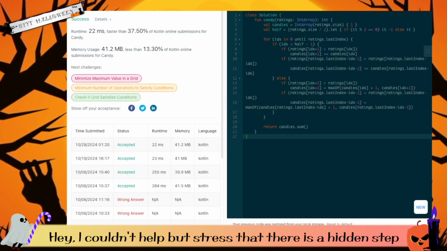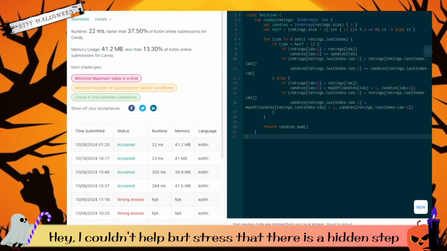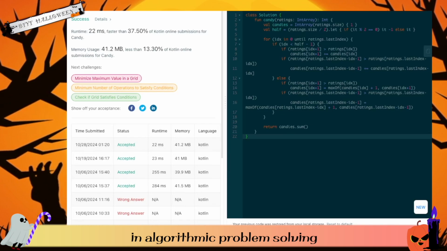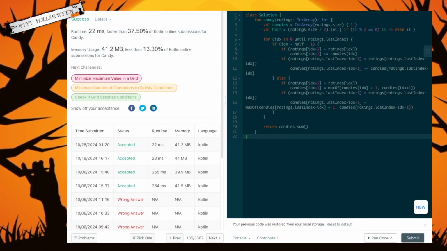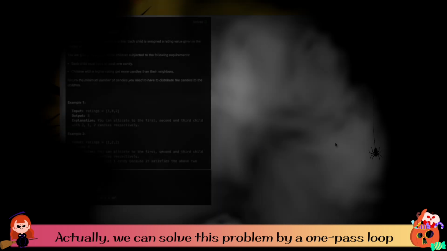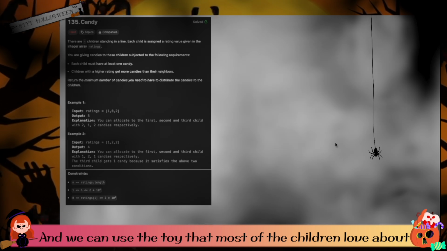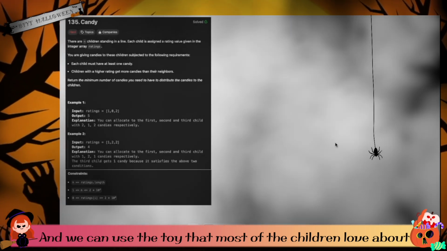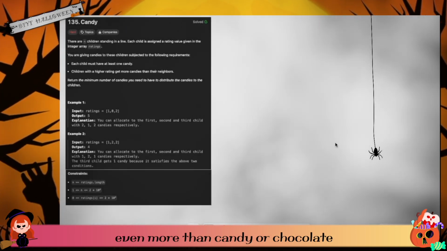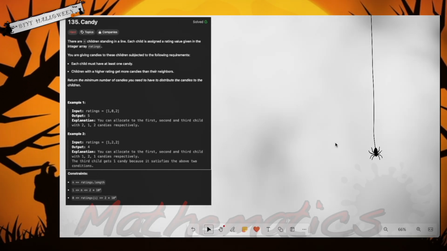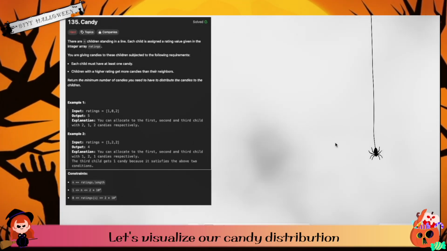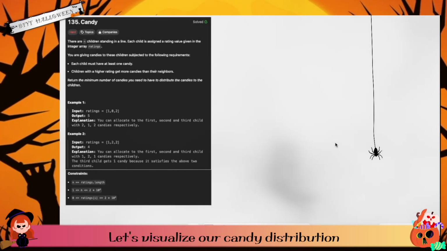Hey, I couldn't help but stress that there is a hidden step in algorithmic problem solving. Have some fun! Actually, we can solve this problem by a one-pass loop with constant memory usage. And we can use the toy that most children love, even more than candy or chocolate. Mathematics. Wait, what? Let's visualize our candy distribution.